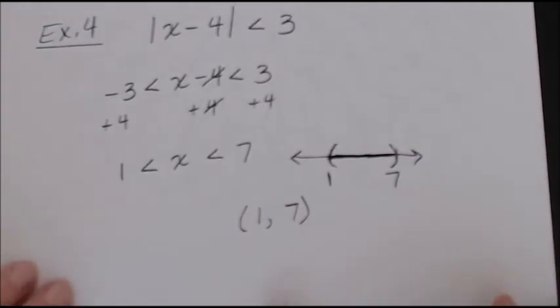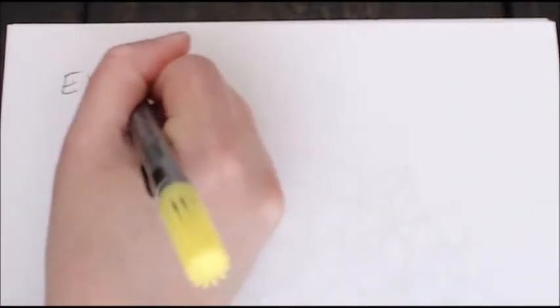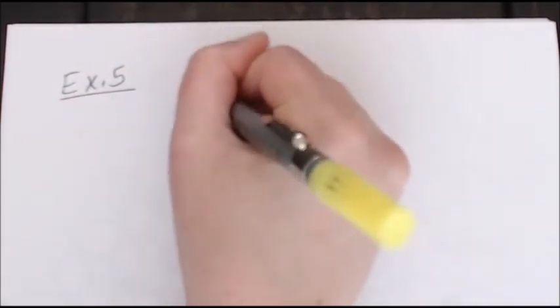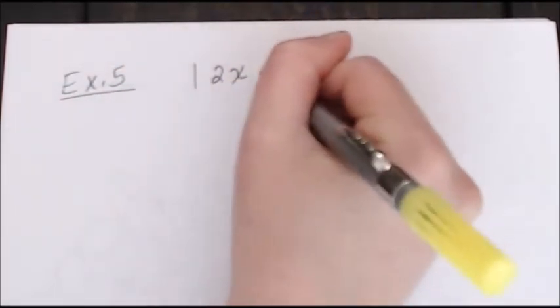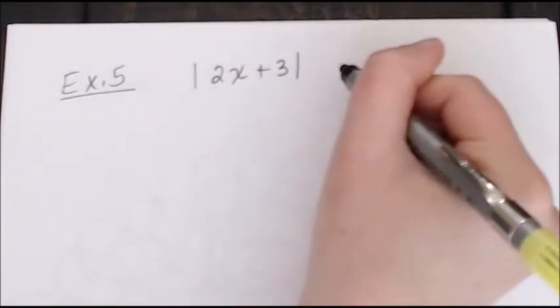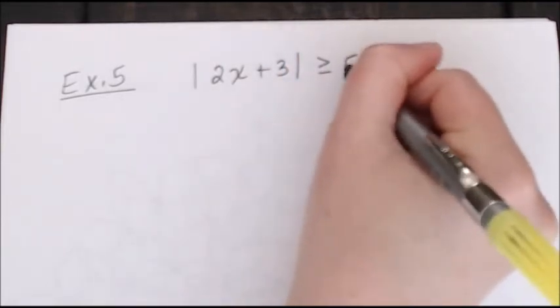All right, let's take a look at example 5, and let's see what kind of case we need to use for that. So example 5, we've got absolute value of 2x plus 3 is greater than or equal to 5.